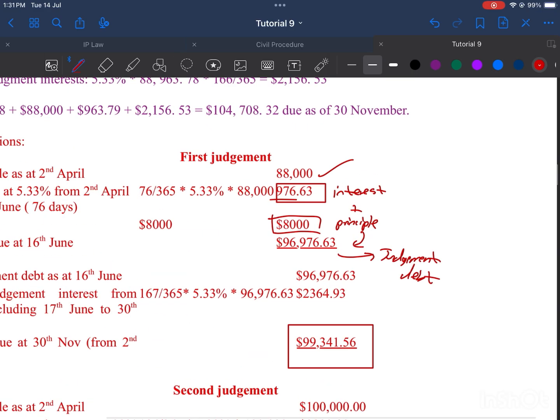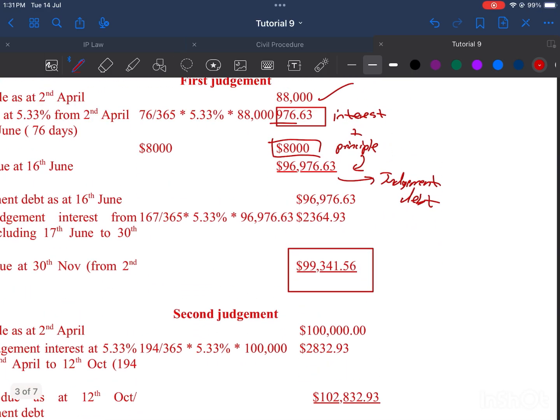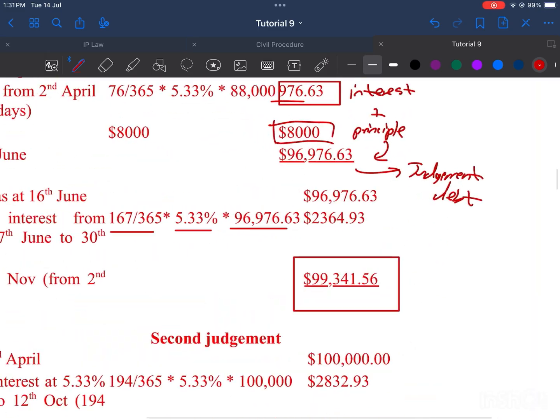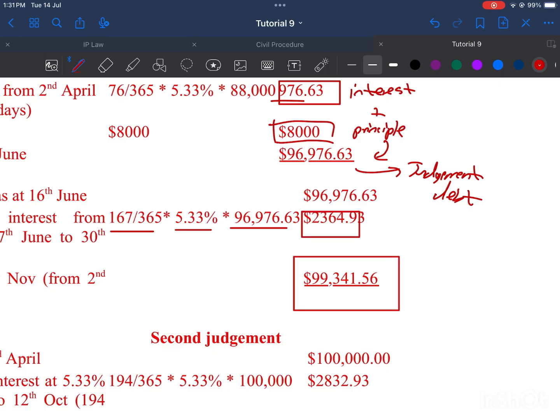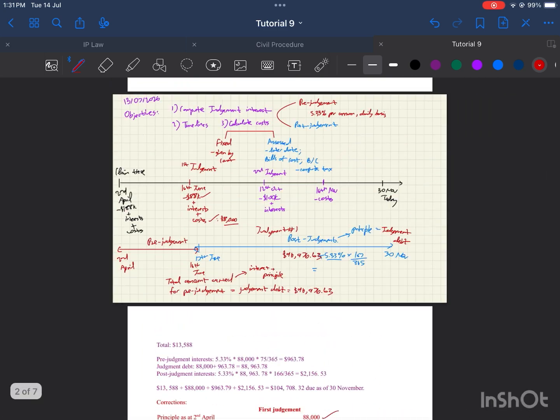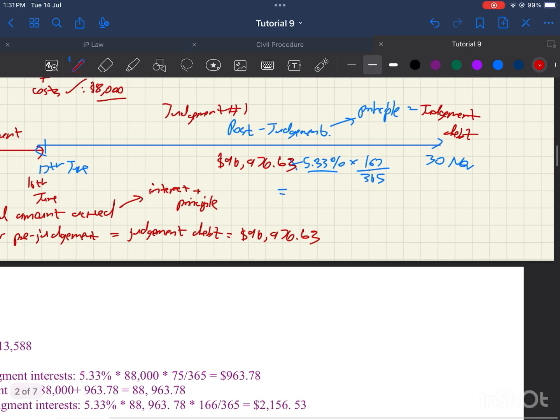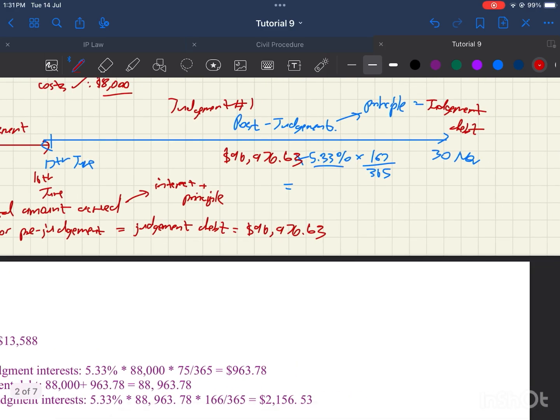And what do you get? What you did was 167 days times 5.33% times judgment debt, which is the one you just calculated. You get the interest amount. Then you got to add the interest amount to the judgment debt to finally get the total answer here. So I've talked a lot. The main takeaway from this should be that total amount due, you always got to plus the interest plus the principal, right? So without further ado, let's move on to the second timeline.